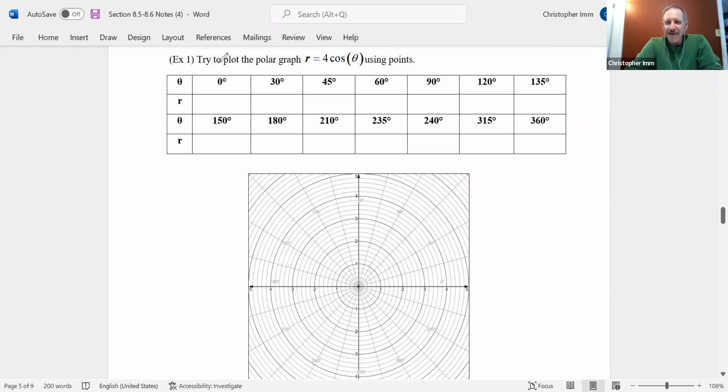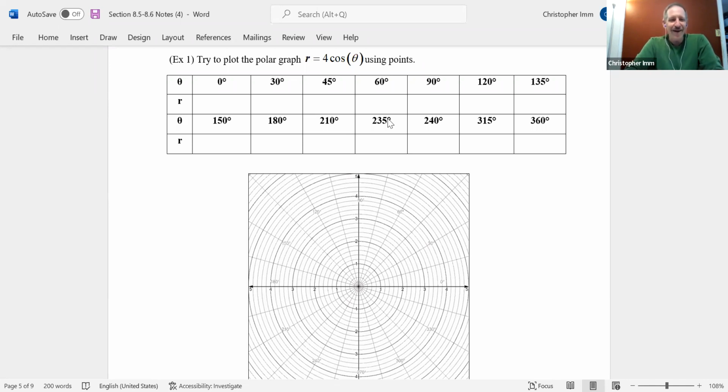I'm going to do 0 for you. Grace, you're going to do 30 degrees. Jaden, you're going to do 45. Connor, you're going to do 60 degrees. Cheng, you're going to do 90 degrees. Nicholas, you're going to do 120. Kai, you're going to do 135 degrees. Sean, I'd like you to do 150. Jay, I would like you to do 180. And Alora, I'd like you to do 210, please. So you're all responsible for finding an r value for that theta that we plug in.